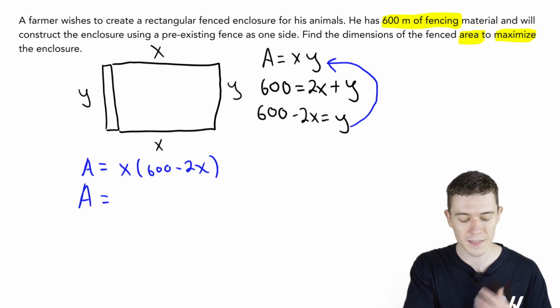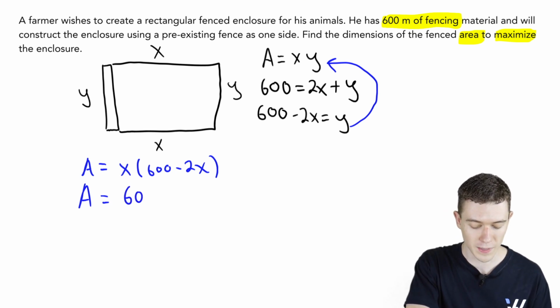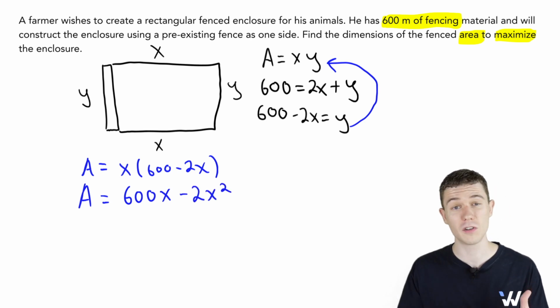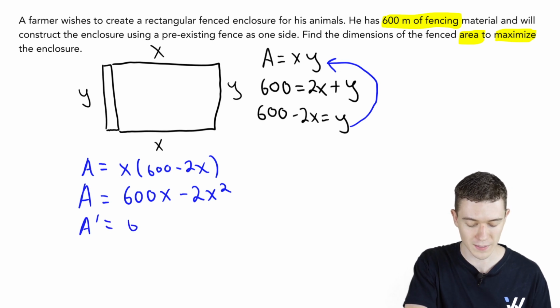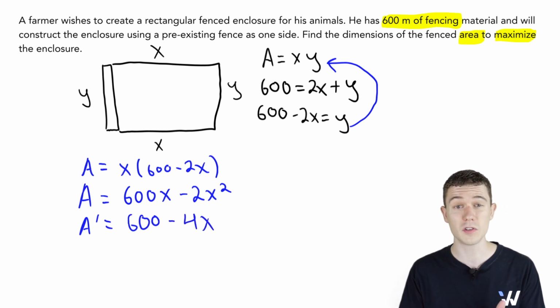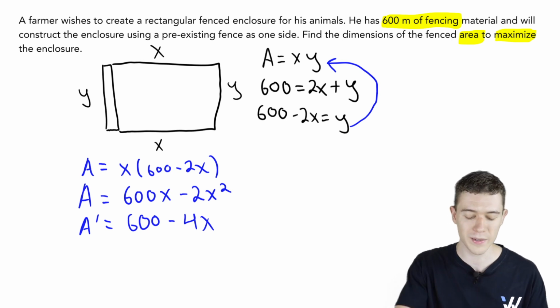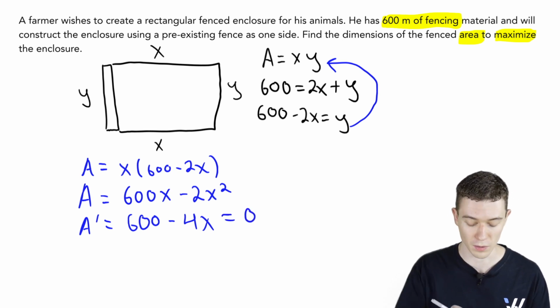I think it would be easier to distribute first. Make this 600x minus 2x squared. That'll make our derivative much easier. Let's do that. Let's take the derivative. The derivative of 600x is 600, minus 2 times 2 is 4, x to the first. There's our derivative. To find the critical points, we set this equal to 0.